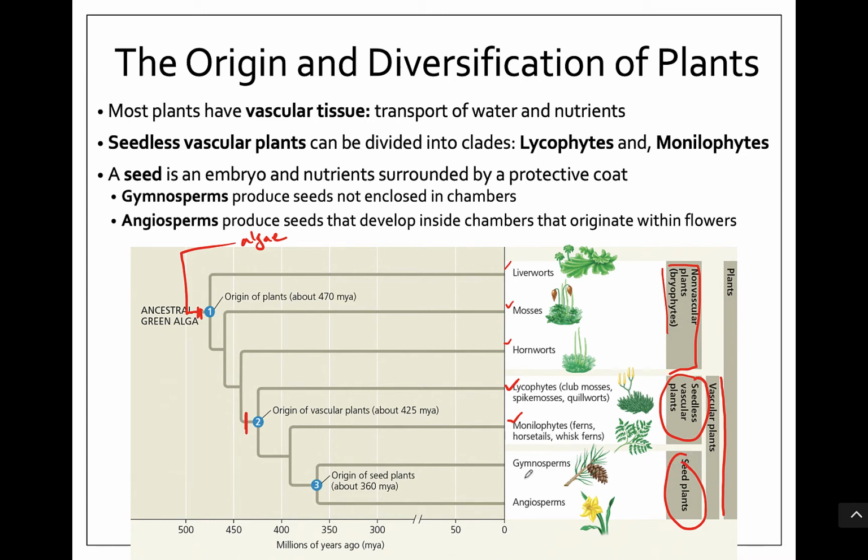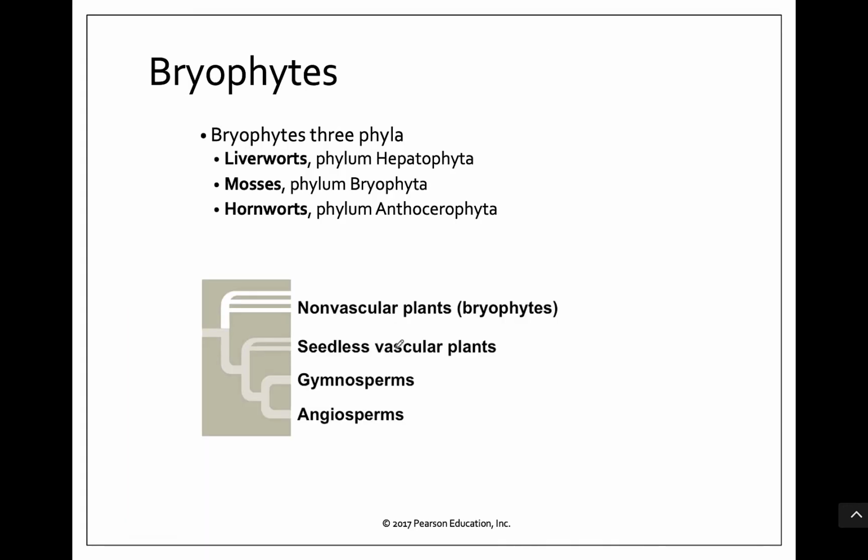And there are two types of seed plants: gymnosperms, where gymno means naked, and these have seeds that are surrounded by a protective coat to make a seed, but they're not enclosed in specific chambers. And then angiosperms develop inside of actual flowers.